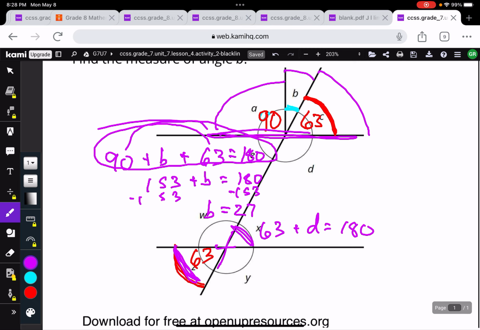180 minus 63 would have been, well, what is 180 minus 63? 117. So that means D is 117.